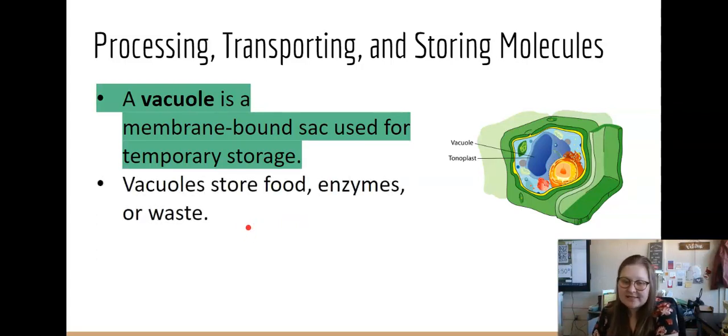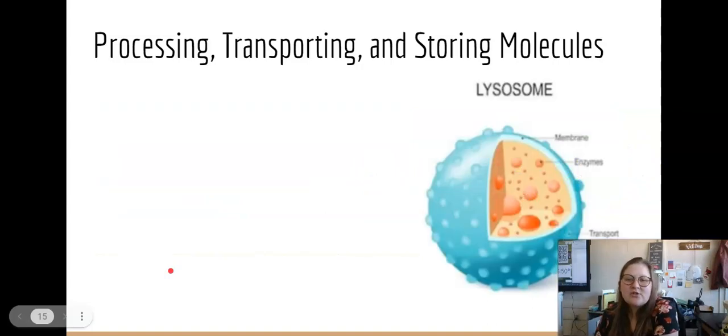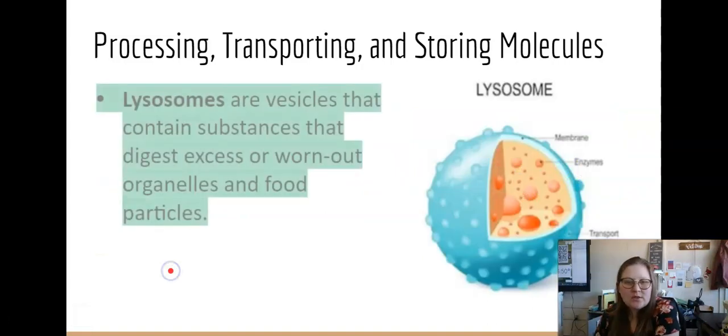Vacuoles store food, enzymes, or waste. They can be found in both animal and plant cells. In animal cells, they are usually temporary. In plant cells, they are always there. They take up a lot of space. So processing, transporting, and storing molecules.